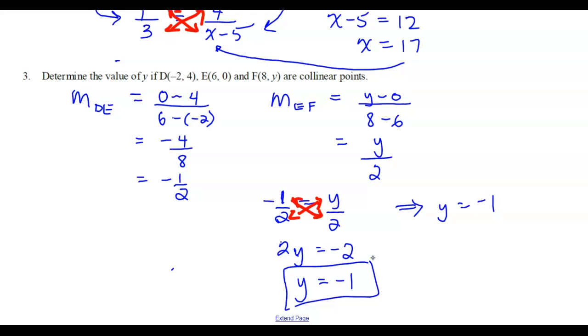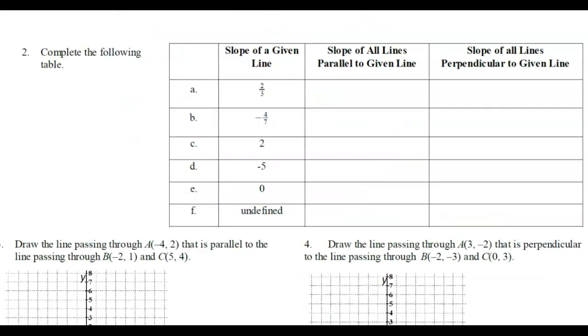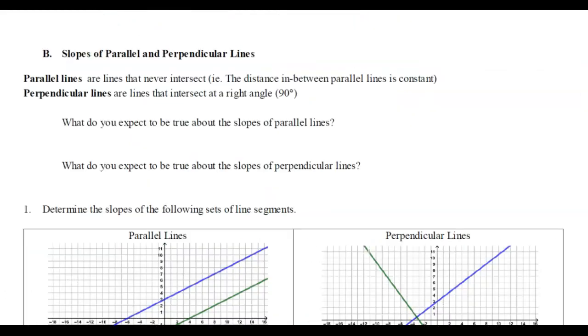Okay, we're going to look at part D, slopes of parallel and perpendicular lines. Okay, so if you think about the first page was about collinear points. The slopes were all the same. Okay, if we think about parallel lines, it's going to be very similar. So parallel lines are lines that never intersect.